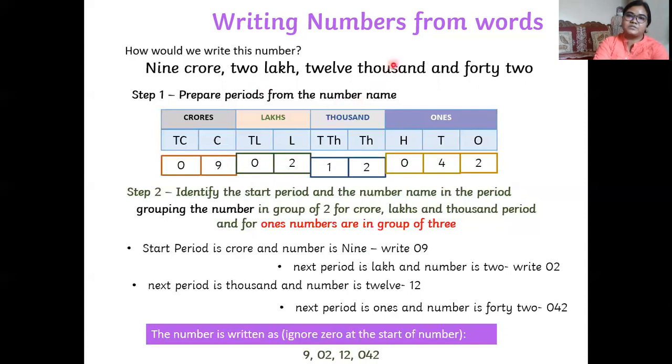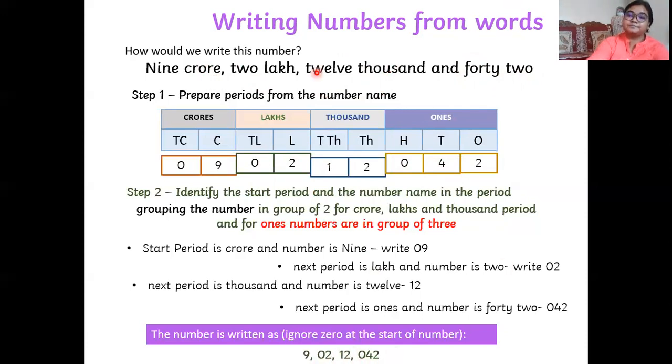Then similarly in the thousands period, it is 12,000. So both the places have been filled up, 12,000, and the last is your ones. Here the value is 42. But remember, the first group is of 3 places. So 42 has to be written as 042. So this particular number in words can be written in figures like this by separating with commas.